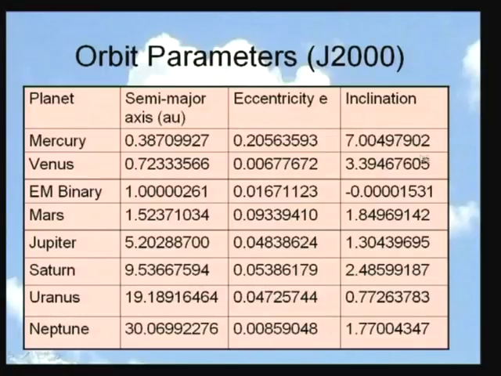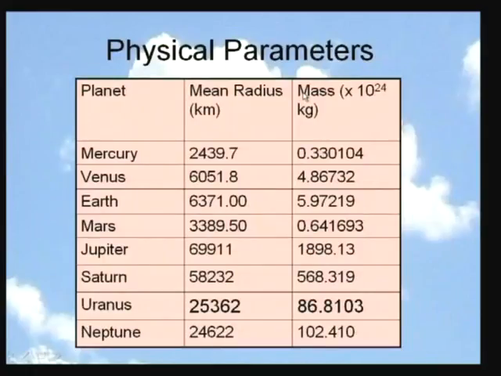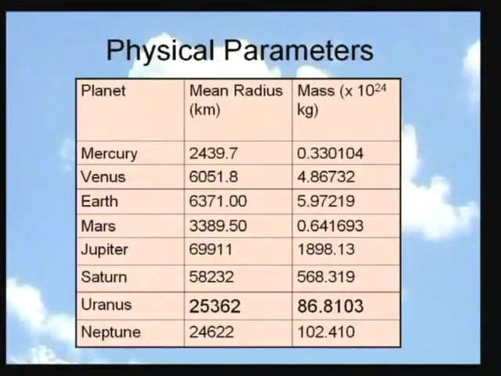Similarly, this shows the inclination. They are very close, they are all more or less in the same plane. Mercury has the largest inclination. Okay, those were the orbital parameters. The physical parameters of these planets are shown here.